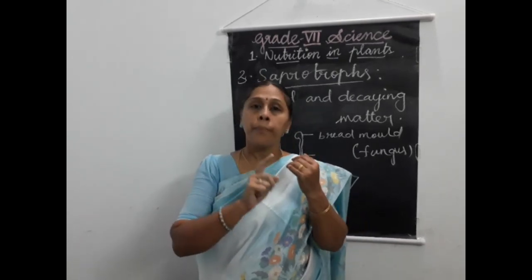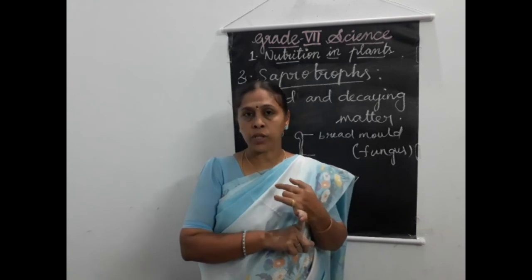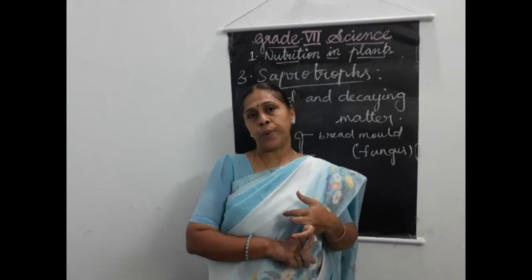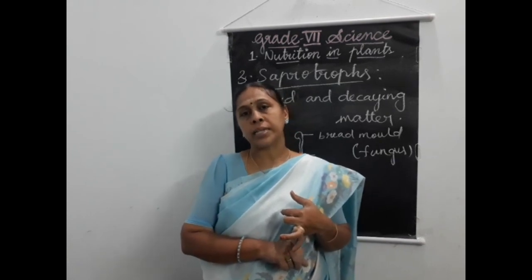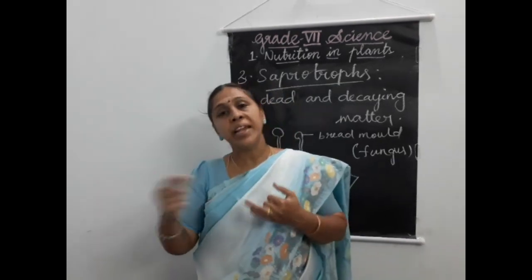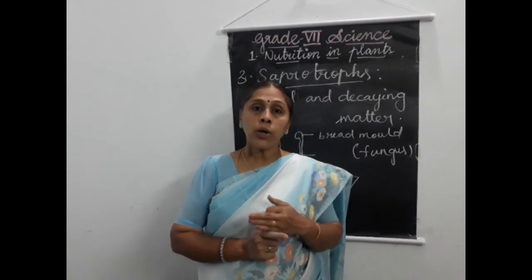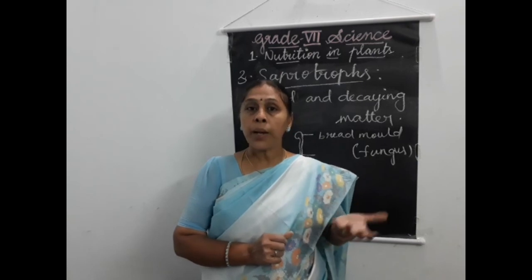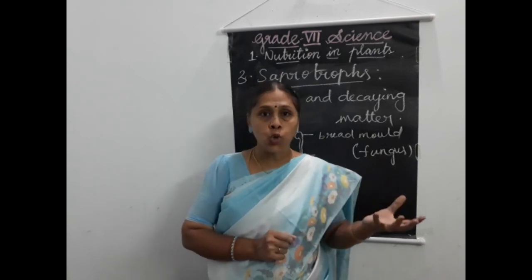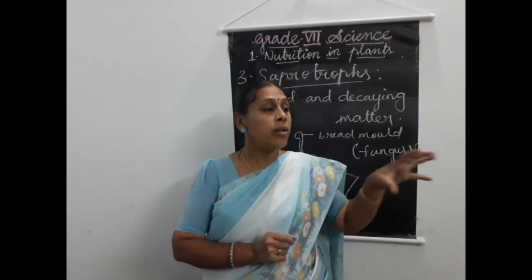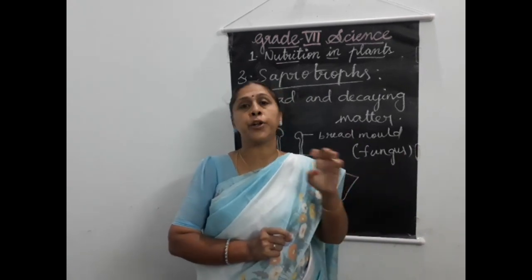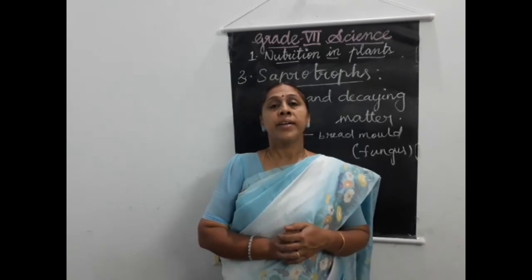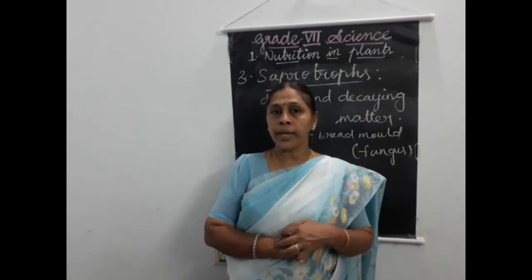What are they? First one, parasitic mode of nutrition. Example, cuscuta. Second one, insectivorous plants. For that, what are the examples we discussed? Pitcher plant and Venus flytrap. Then the third one, saprotrophic mode of nutrition. For this, example, bread mold or mushroom. Mushroom also grows on the dead and decayed organisms and absorbs the nutrients. So like this, we discussed three types of nutrition in this class.